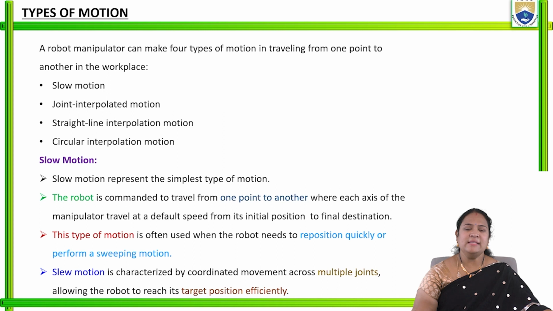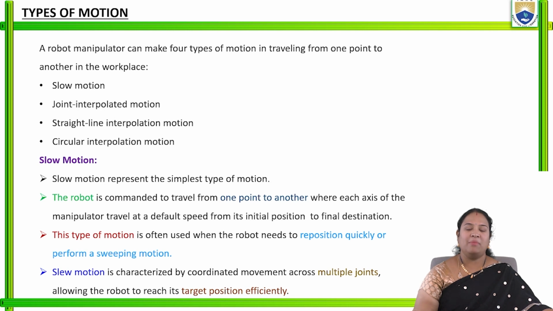So these are the four types of motions based on which the robot manipulator's movement will be done from one point to the other point in order to do its work within its surrounding area, or what we call its workplace. The motion which acts on the robot joints or the robot links is called the types of motion. Right? So let us see the first type of motion, slow motion.